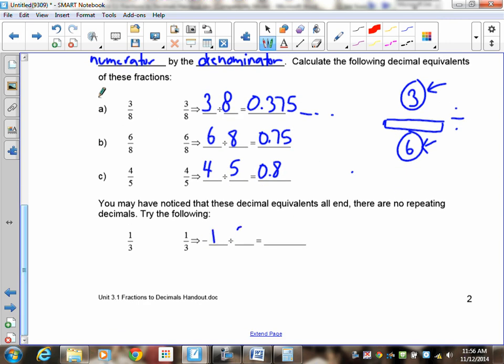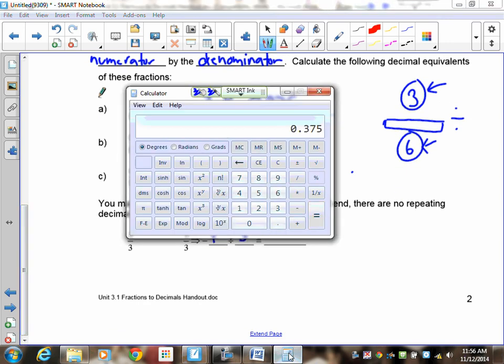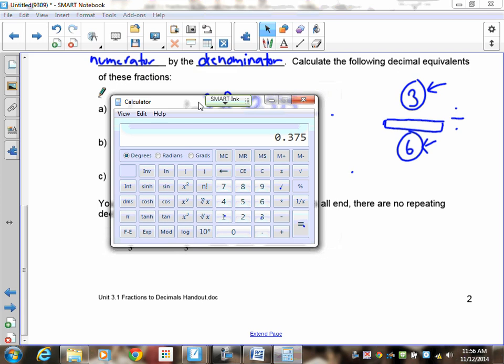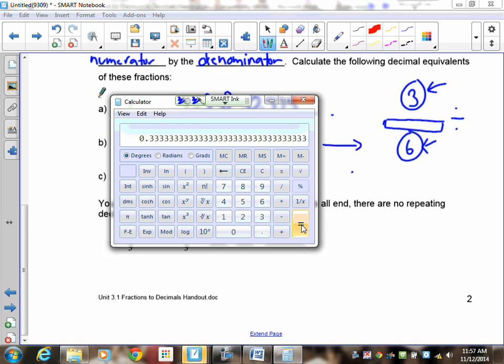If you go 1 divided by 3 on your calculator, look what takes place. 1 divided by 3 equals, look at that, 0.3333333333. And you'll notice it just goes on and on. Now, if my calculator screen showed even more numbers here, they would all be 3s. It goes on forever. It never changes. This is referred to as a repeating decimal.